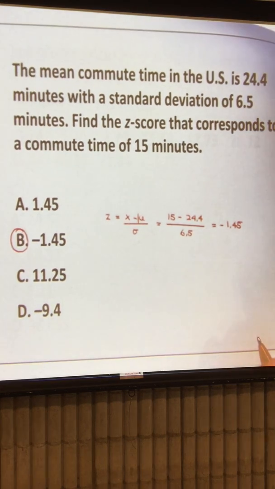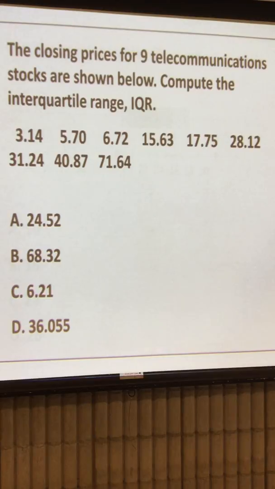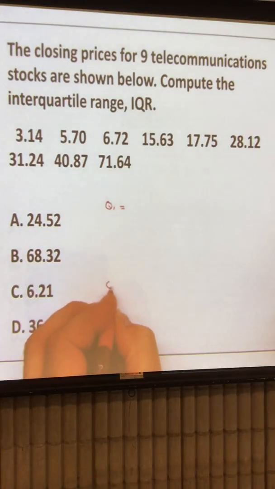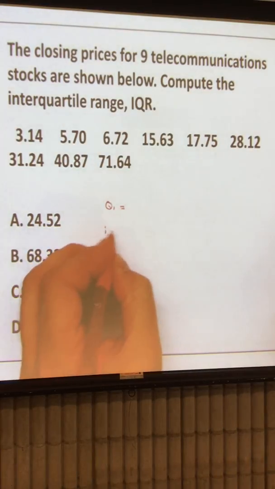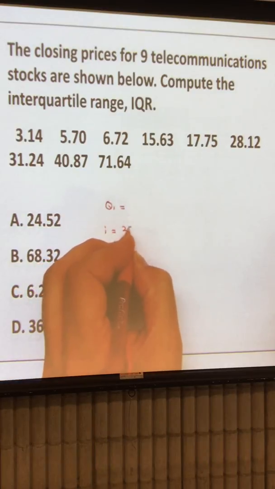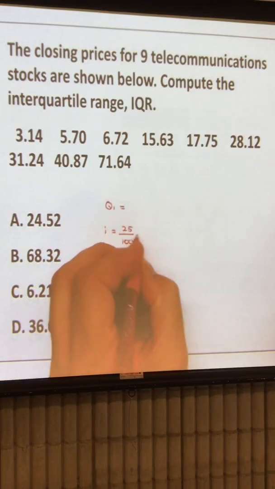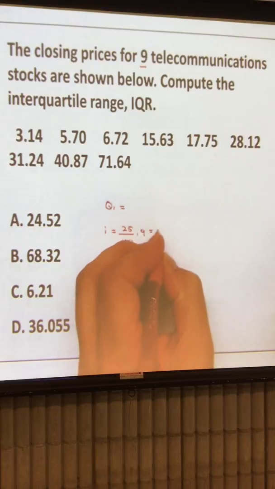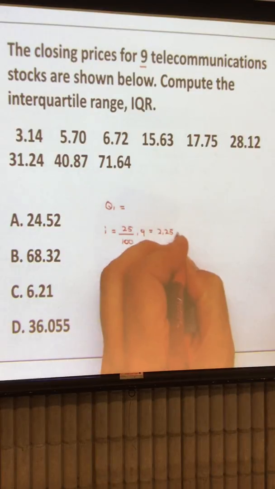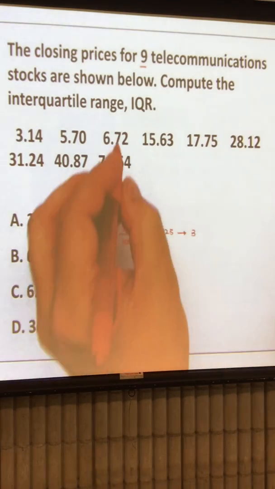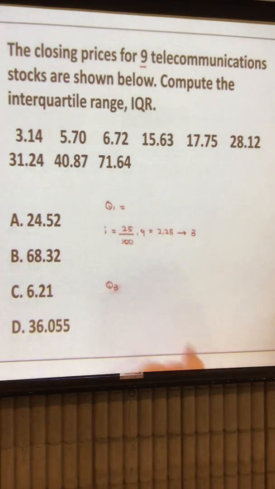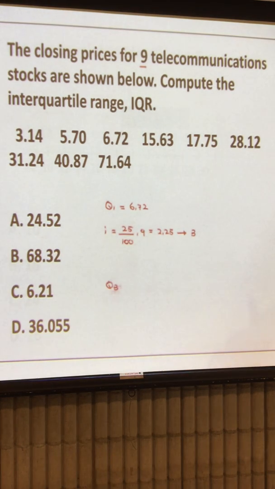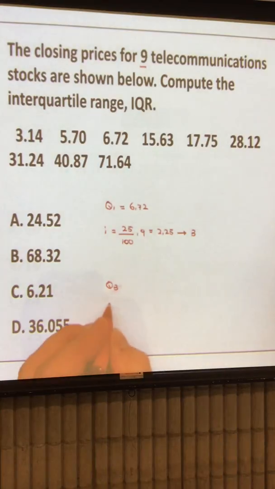Let's go to see the last two. Problem 7, we have to calculate first Q1, and then we have to calculate the third quartile. The index will be 25 over 100 times 9. We have 9 observations. So this is 2.25, and we have to round up to 3. So the first quartile will be the value of the third observation, 6.72.